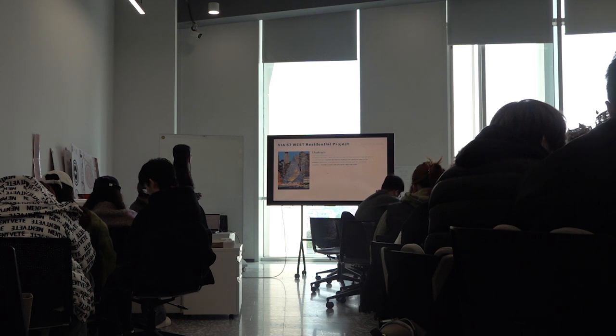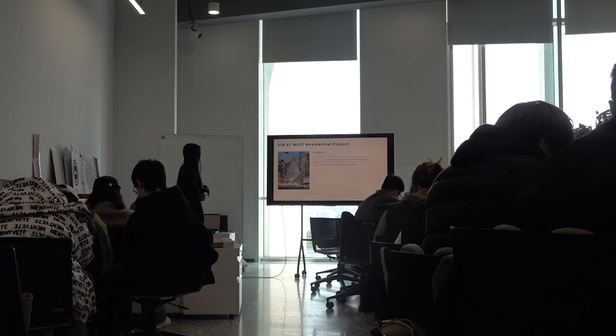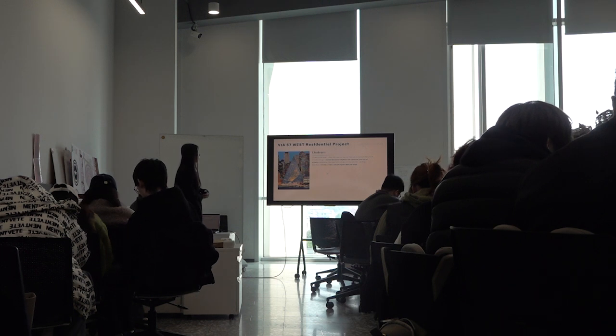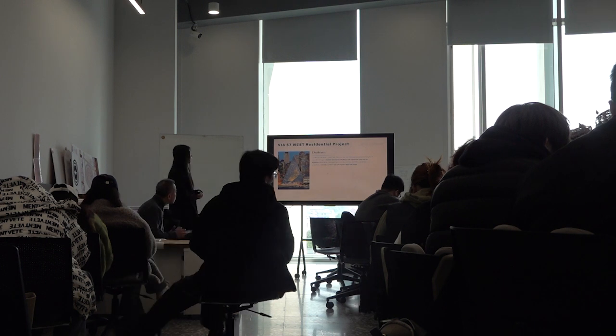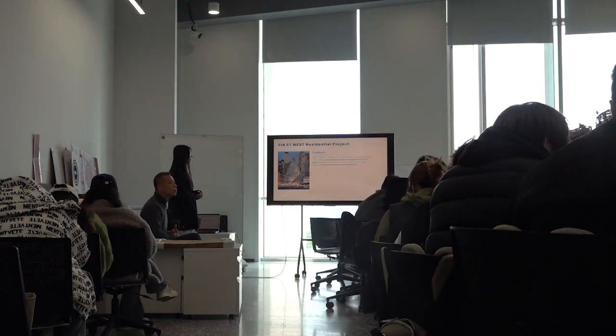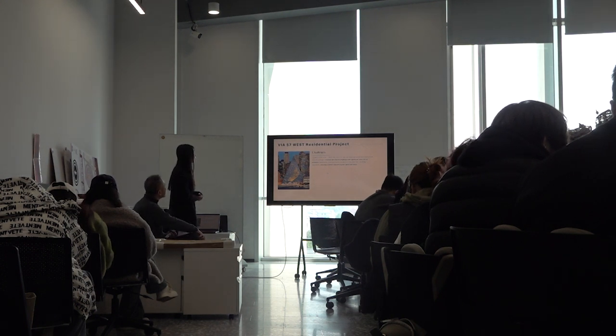The VIA 57 West Residential Project is located on Manhattan's west side in New York City. This mixed-use residential building faces several challenges, like a narrow site close to a highway with significant noise and serious air pollution. And except that, the project had to comply with New York City's building regulations, requiring a certain amount of green space and views.